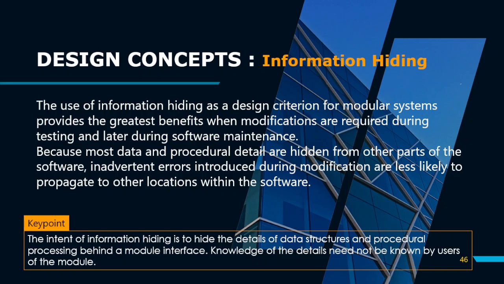Using information hiding as a design criterion for modular systems provides the greatest benefits when we modify the modules, during testing, and after testing during maintenance. Most data and procedural details are hidden from other parts of the software, so errors introduced during modification are less likely to propagate to other locations within the software.